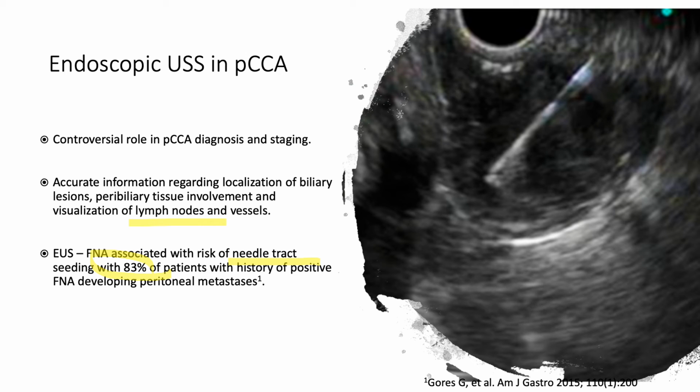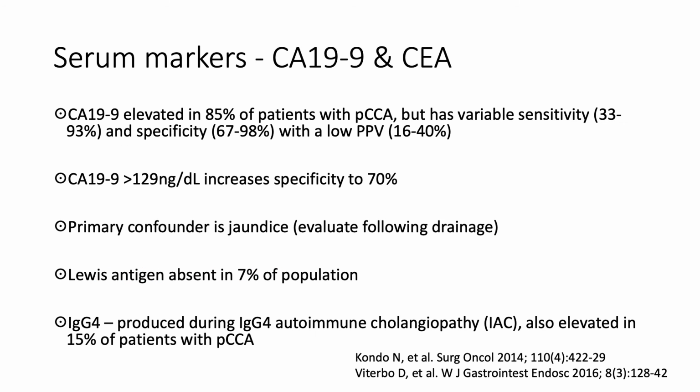associated vessels. Serum markers can be helpful, namely CA19-9 and CEA. The principal confounder with CA19-9 is the presence of jaundice, or in around 7% of the population, Lewis antigen is absent, so they will not produce CA19-9. I'll just make a point here of measuring IgG4 in patients with hilar strictures, as autoimmune cholangiopathy can masquerade as hilar cholangiocarcinoma.